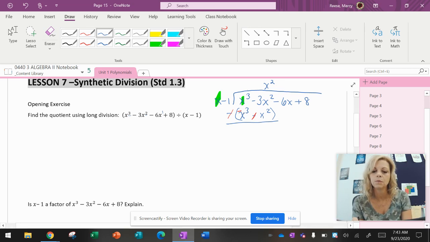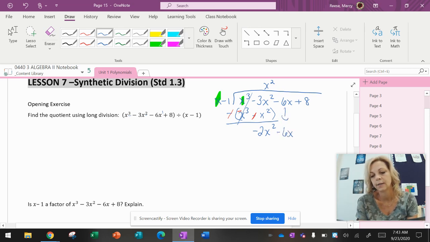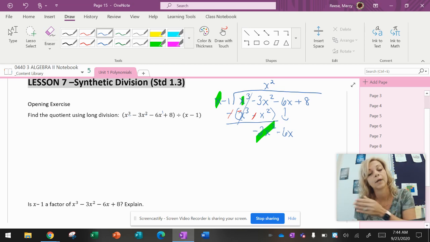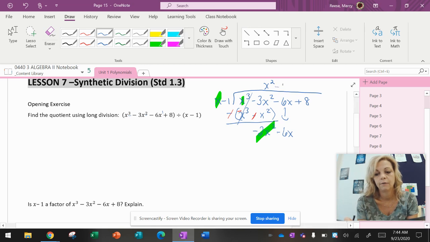So then you take the x cubed minus the x cubed. They go away. They cancel out. I've got negative 3 plus 1 is negative 2x squared. And then I'm going to bring down the negative 6x, and I'm going to do it all over again. And again, I'm going to look at that x and that negative 2x to the second. I ignore everything else when I do this next step. And I say, what can I multiply x by to get negative 2x squared? And that would be negative 2x.